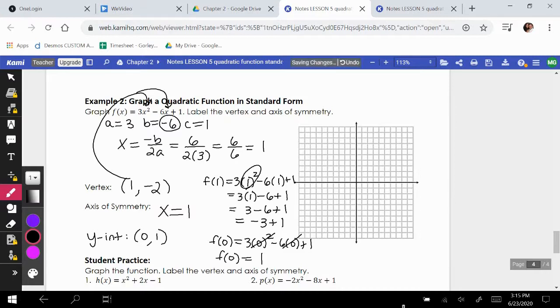Okay, so I'm going to graph the vertex, 1, -2. I'm going to graph the axis of symmetry, which should go right through the vertex.